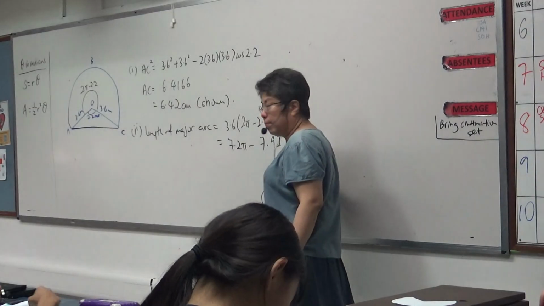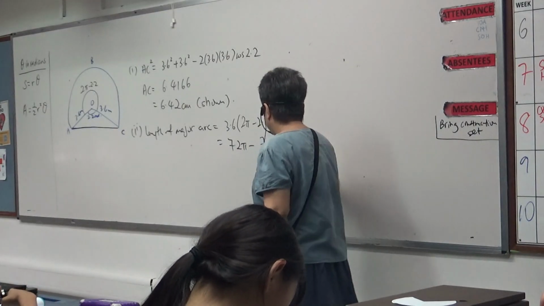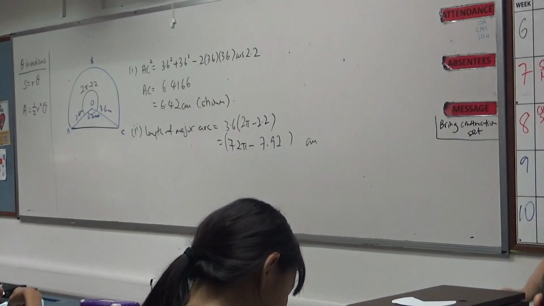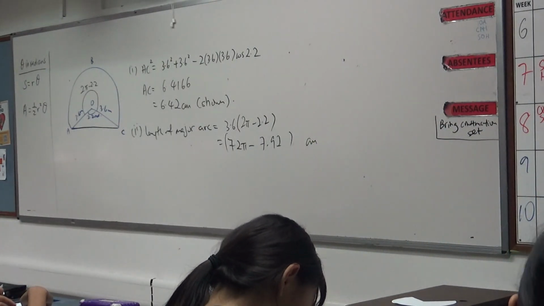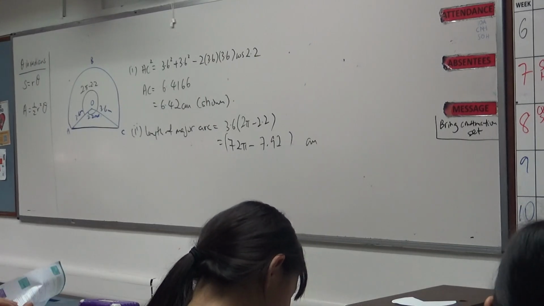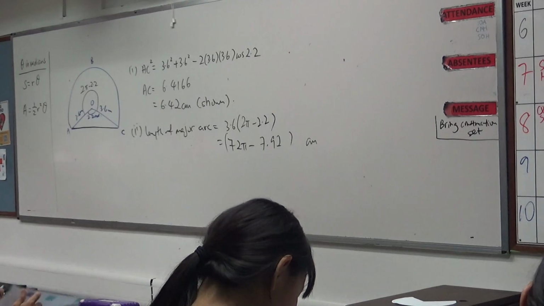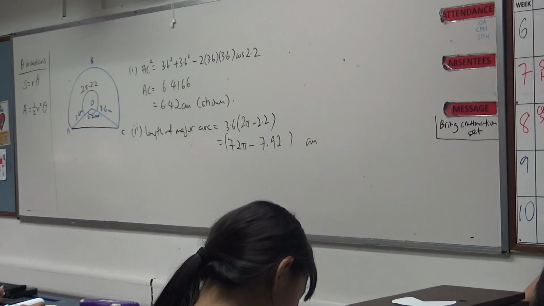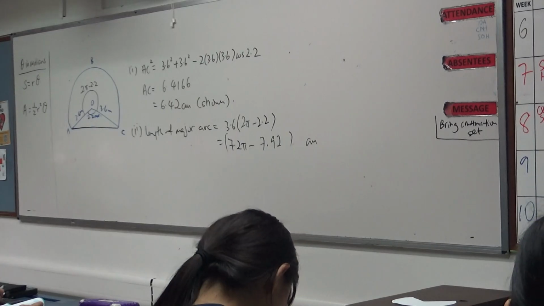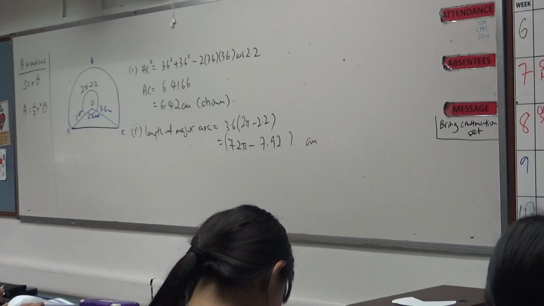7.92, exact, is it? So the length is this one cm, right? Do you understand what I'm talking about here? This is called in terms of pi. That means don't substitute anything for pi. Okay, last part. Find the area of the cross section of the tunnel, that is area of the major segment ABC.